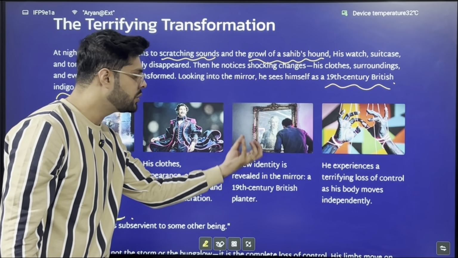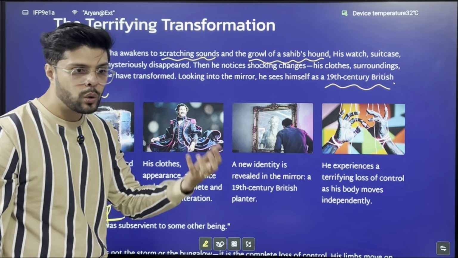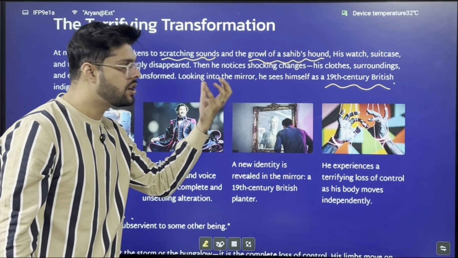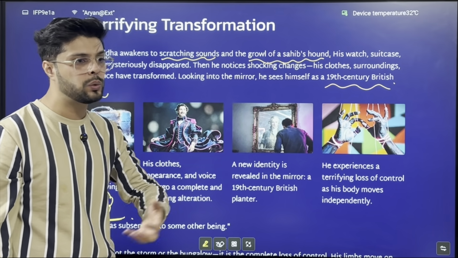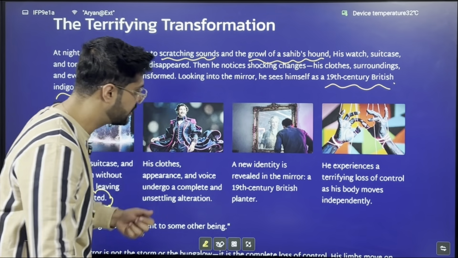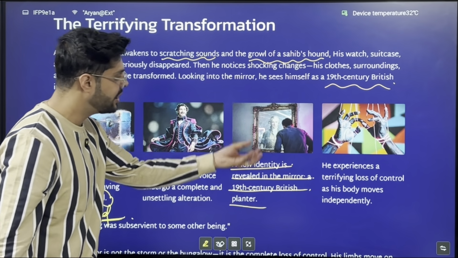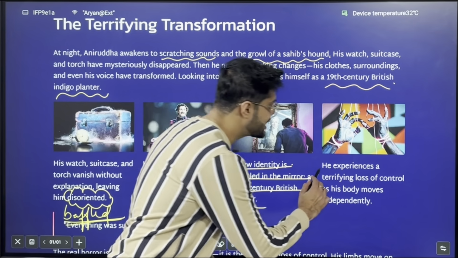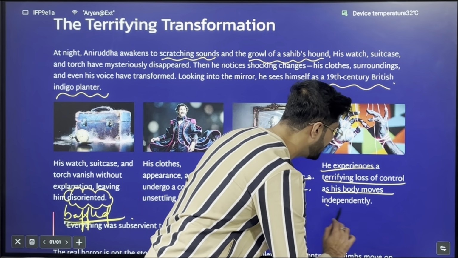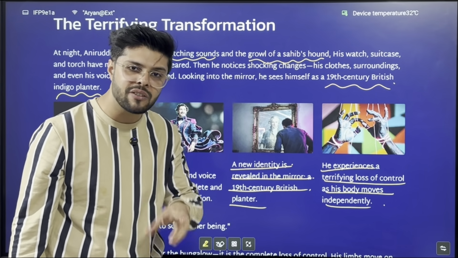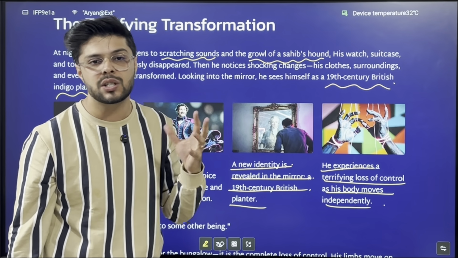When he looked into the mirror, he found that not only his materials and his clothes, but he himself had transitioned and transformed into a different person altogether. So a new identity is revealed in the mirror, that of a 19th century British planter, and he experiences a terrifying loss of control as his body all of a sudden, although he is mindfully aware, is not in his own control.